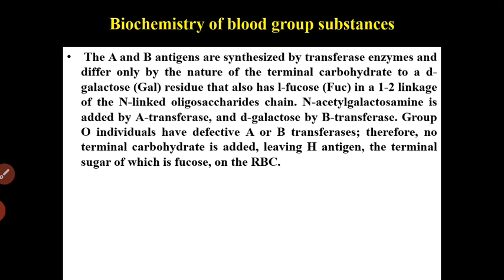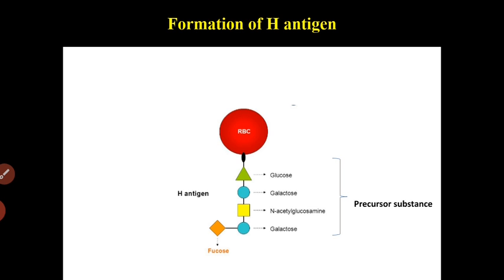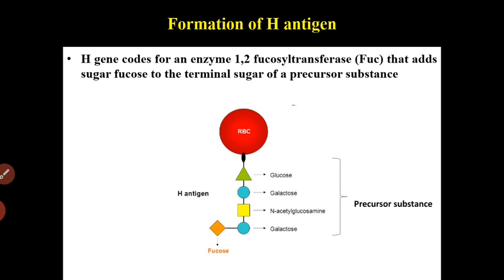Now we'll see one by one the formation of H antigen. See the picture carefully. You can see an RBC is connected to the precursor substance. Now what is precursor substance? It's proteins and lipids formed on an oligosaccharide chain. It's a basic structure. Here, the H gene codes for an enzyme, 1,2-fucosyltransferase, that adds the sugar fucose to the terminal sugar of the precursor substance. You can see fucose is getting added to galactose, the terminal end of the precursor substance. So this is how H antigen is formed.